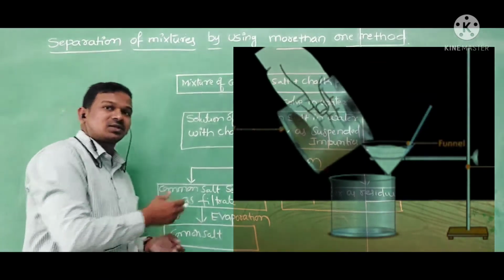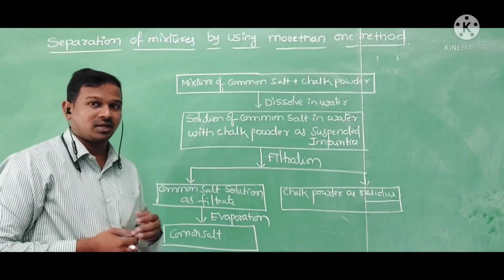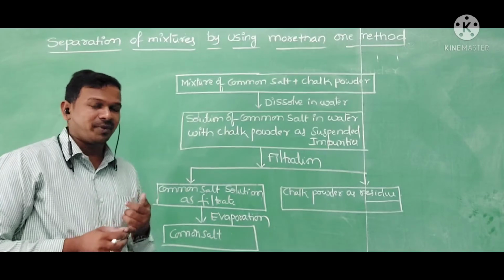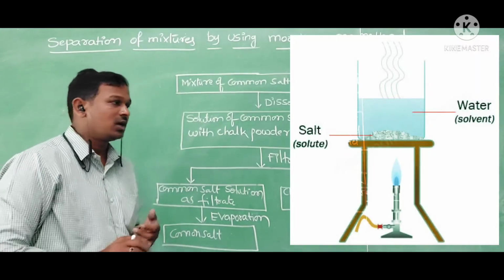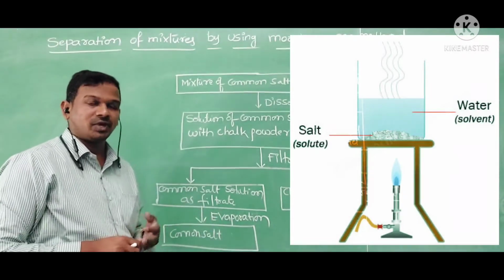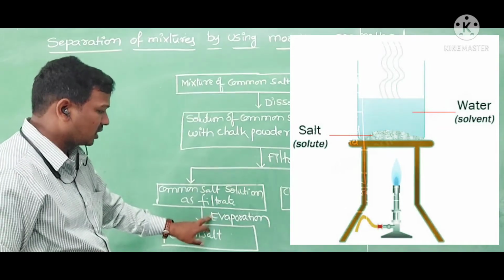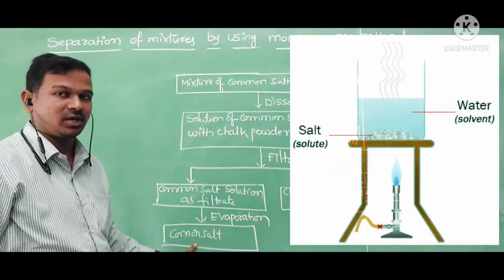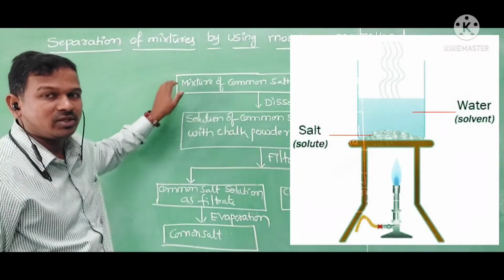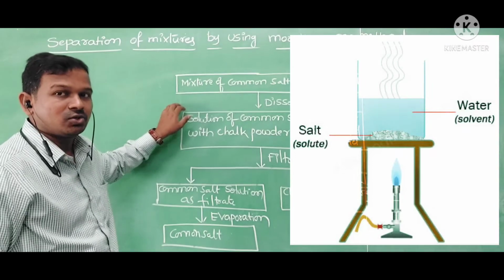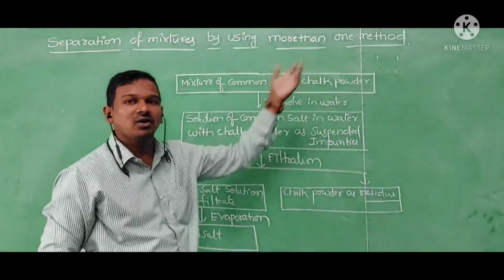So how can we separate this common salt from the solution of the water? There are many methods. As we discussed earlier, there are the evaporation and crystallization processes. We can apply evaporation, or we can apply crystallization. With the help of evaporation or crystallization we can get the common salt here. So like this we can apply many methods to separate the components from the mixtures. So this comes under the separation of mixtures by using more than one method.